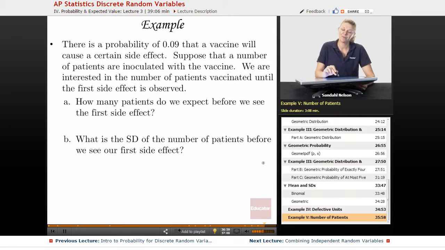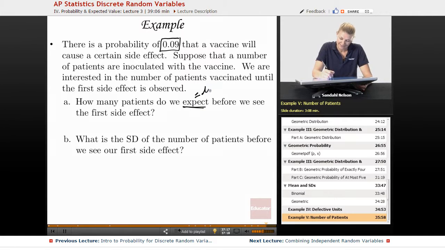So now there's a probability of this vaccine. We've seen this guy before. We have 0.09 that the vaccine will cause a side effect. We're looking at the patients until we see our first success or our first side effect. So how many patients do we expect before we see our first side effect?